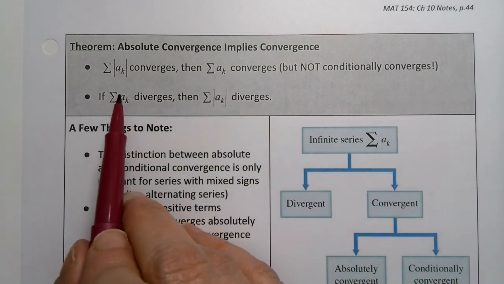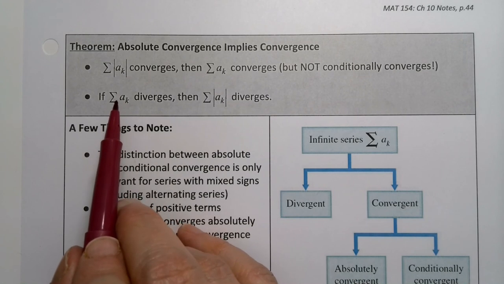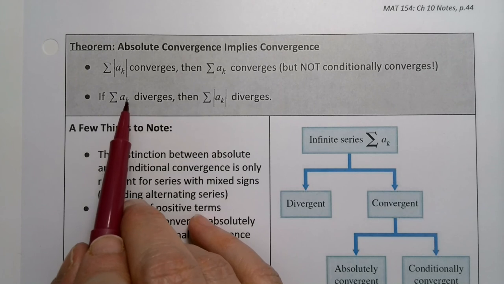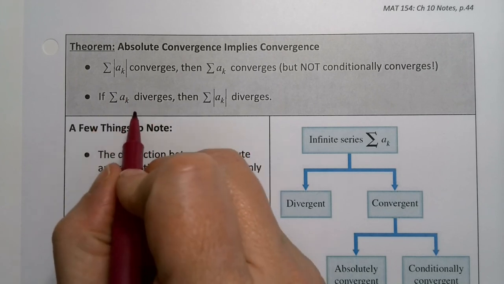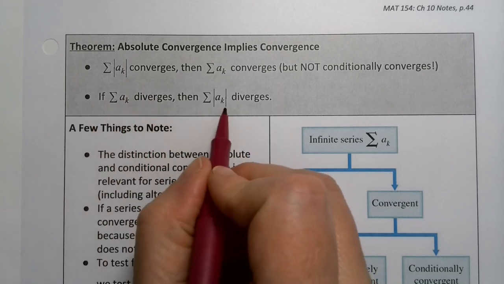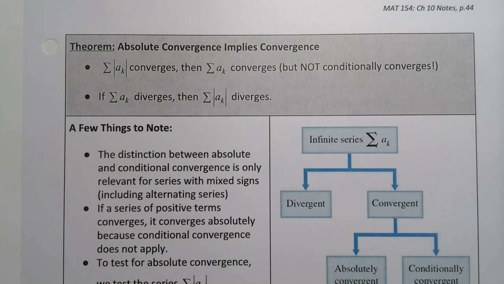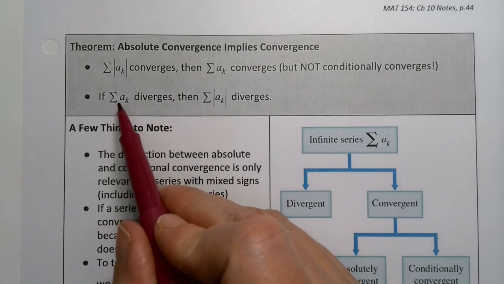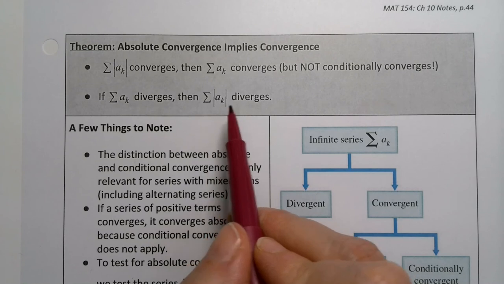And alternatively, if the alternating values diverge, in other words, if the limit is not 0, then that means that the absolute value will diverge also. We already saw that when we had alternating series. Remember, the one without the absolute value is the alternating. So we had alternating series that were diverging. That means that the absolute value will diverge also.